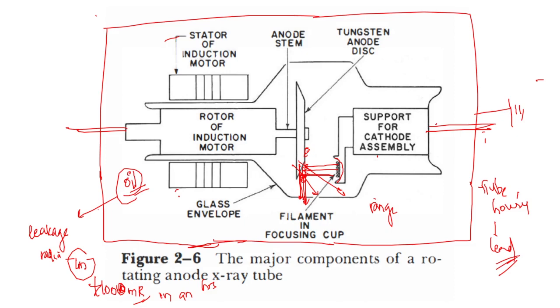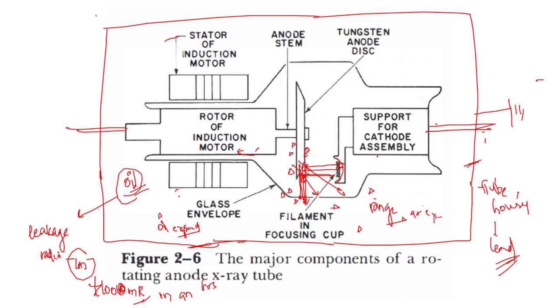Because what happens is when the electrons strike the target, this will heat the rotating anode. From the rotating anode, the heat might get dissipated to the glass envelope, and from there to the oil. The oil will expand. If air is present, air will expand, and this expansion of air will cause the tube housing to also expand excessively, and this might cause rupture of the tube housing. To prevent that, oil is used.